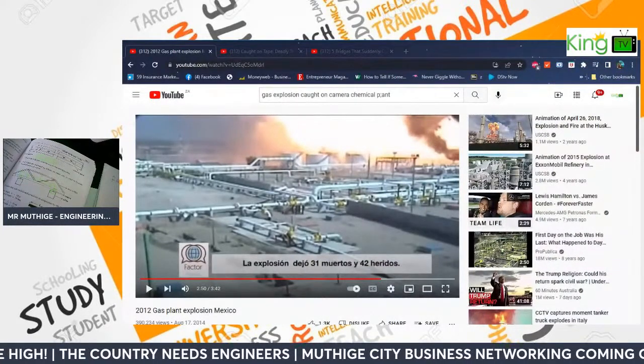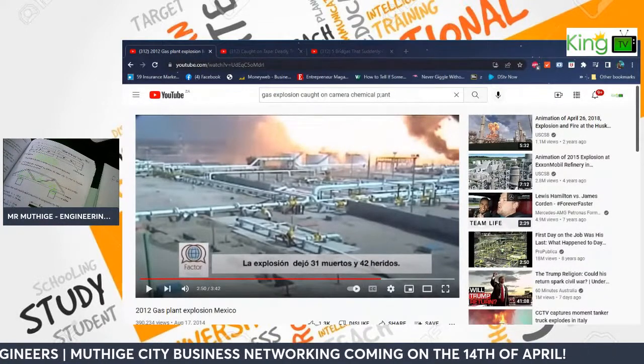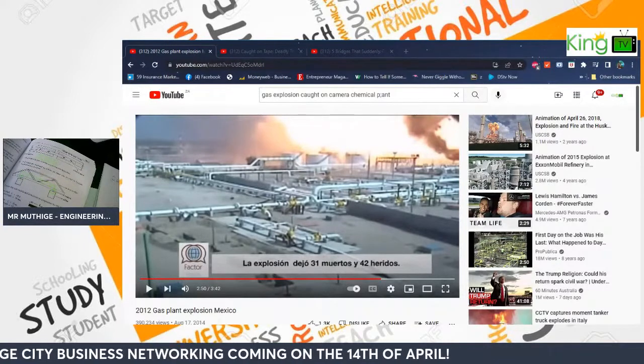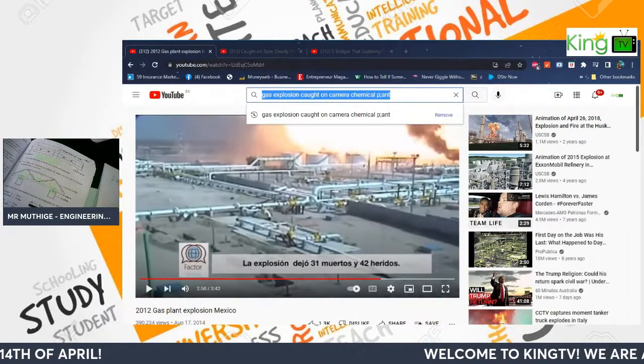I'm also just very fortunate that I never came across this. I worked in very, very dangerous places. I worked offshore. So let me show you an offshore explosion on an oil rig.